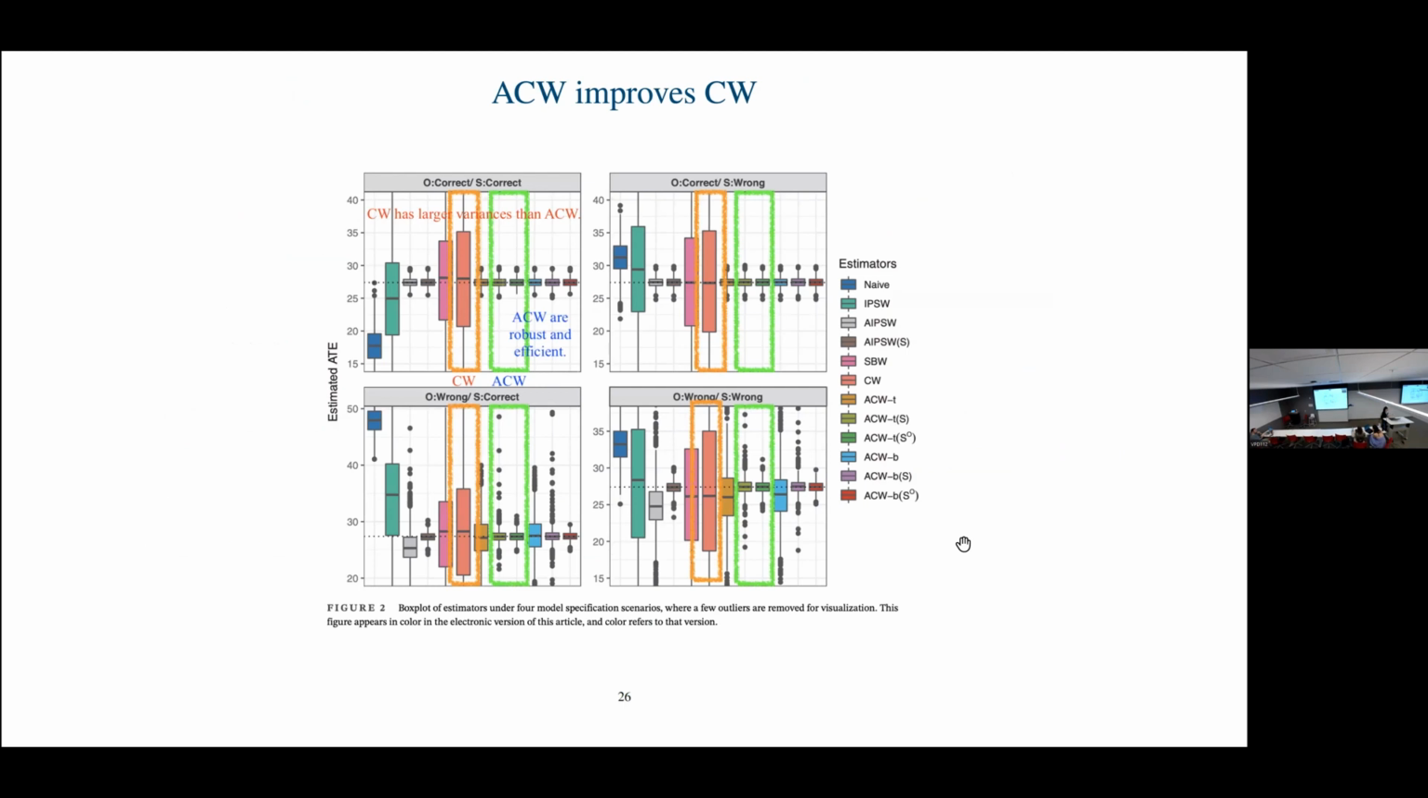So here, the final plot is the comparison between the ACW and the CW estimator in another context. This is some plots extracted from my own paper, but I just want to show you that ACW can be very good compared to the CW estimator. You can see the CW estimator has a very large bar of variance, but the ACW estimator is much more efficient compared to the CW estimator. So the ACW estimator and the robust approaches, I think, should be recommended in practice.